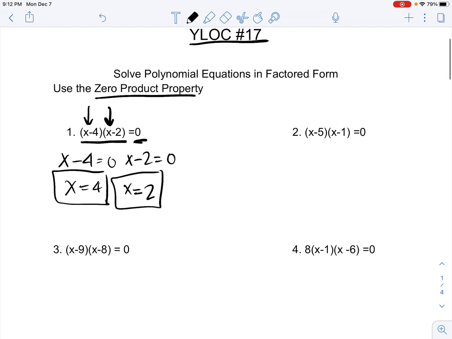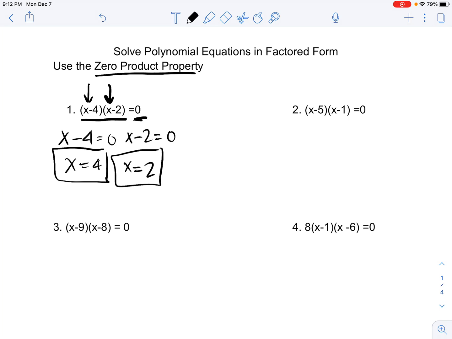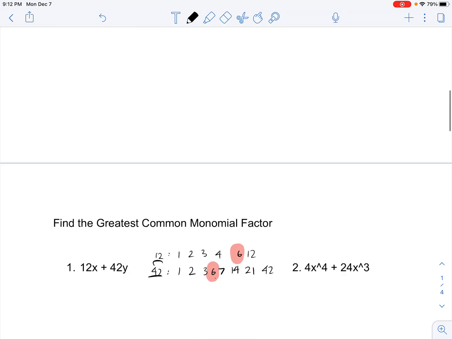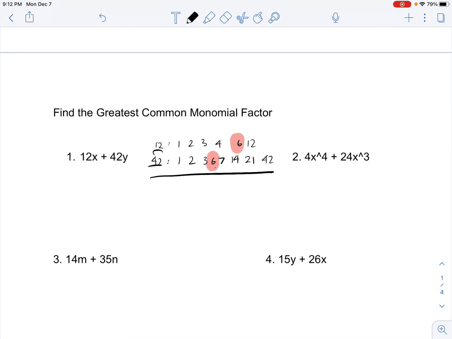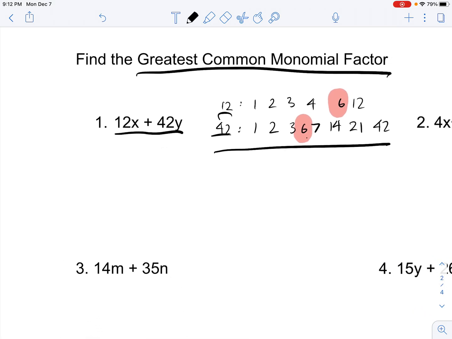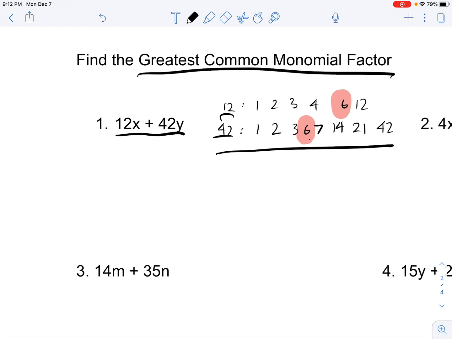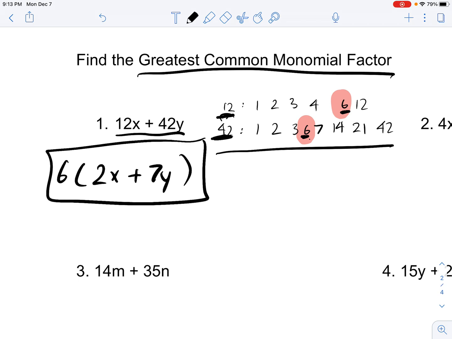What this tells you is that when x equals 4, it solves this equation. It will satisfy this equation, and so will 2. Moving on. I already pre-wrote the factors, but greatest common monomial factor is basically just telling you what is the greatest common factor that you can just factor out of this equation. And for here, it's 12x plus 42y. So what you can do is, well, I already labeled it here, but you realize that 6 is the greatest common factor between 12 and 42. So what you can do is you can take out 6, and you're left with 2x plus 7y. And that will be your answer.